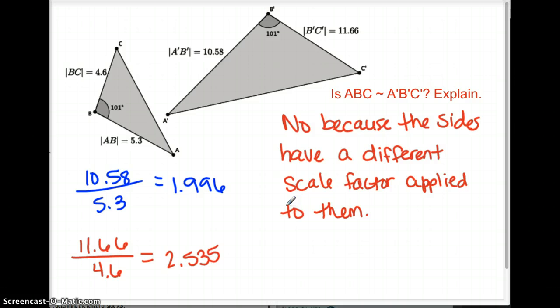Okay, and that wraps up lesson 11. Again, we were trying to determine whether two triangles are similar or not based on a combination of the lengths of their sides and angles, if any of those were given to us.